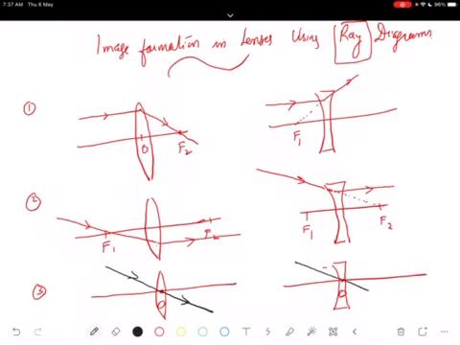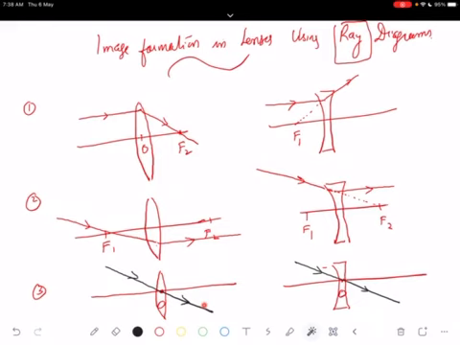So optical center is the center point of the lens which is lying on the principal axis. If a ray of light passes through that, it goes without any deviation or bending. So no deviation, no bending for this. This is the complete definition of optical center. So these are the different points, the three cases for image formation. What are the three different cases that we are to discuss?